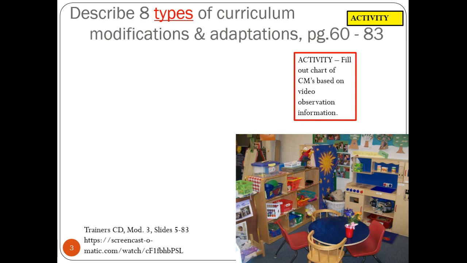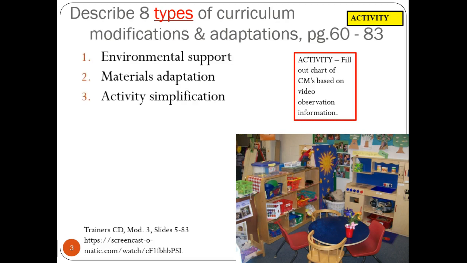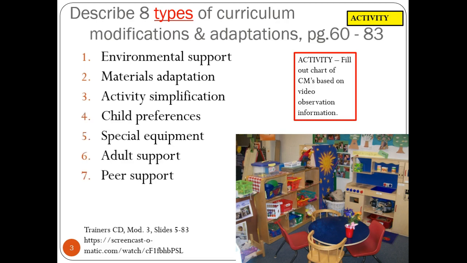Then in your text, we move into these 8 types of curriculum. Pages 60 through 80 list fabulous examples, and that's why I said this is an awesome reference book that you might want to keep. They have gone through each type of modification, and they have given examples of what might be challenging for the child, and then given you a suggestion of what you can do for a modification or adaptation.